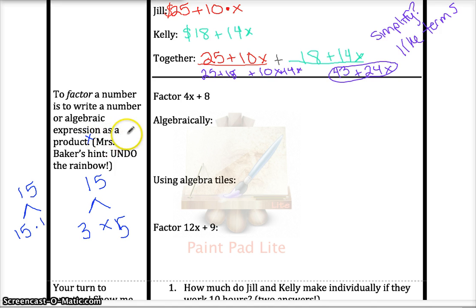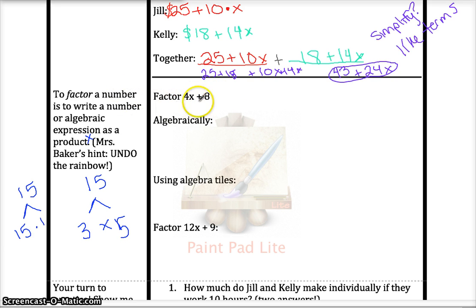And then I put here Mrs. Baker's hint is to undo the rainbow, and I will show you what I mean when we're dealing with this first problem over here. So the problem tells us to factor 4x plus 8. Now typically, up until now, you've only been asked to factor a number, but now we've got numbers and variables or some sort of expression that we're working with. So let's go ahead and look at this.